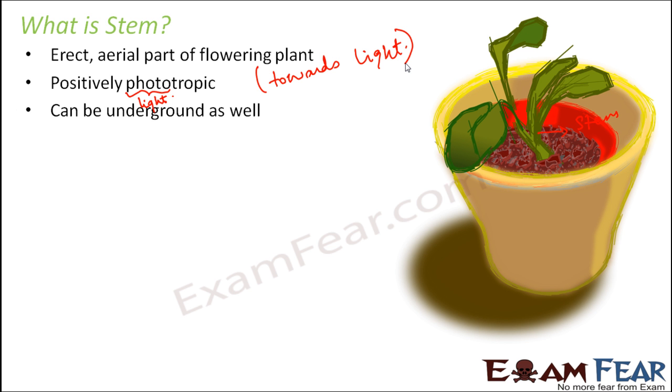They can be underground as well. In certain plants, underground stems can also exist. That is what I told you, that any part of the plant may undergo certain modifications in specific plants. For example, in some plants the stems can be underground. In some plants the roots can be present above the ground. In some plants the shape of the leaves might be a little different. So different parts of a plant might be different in different plants. Some stems can be underground, but in the majority of cases, stems are positively phototropic and therefore they are present above the ground.